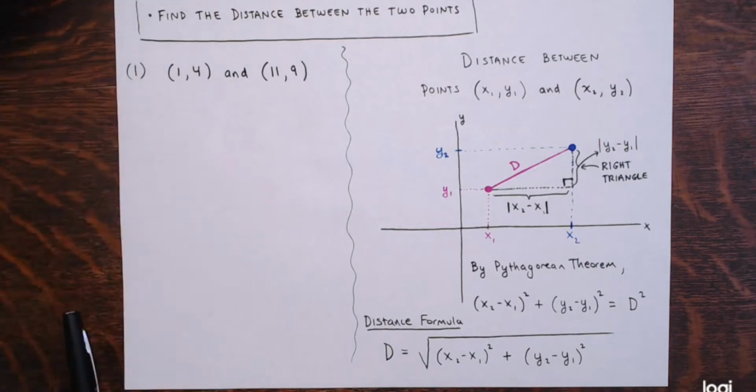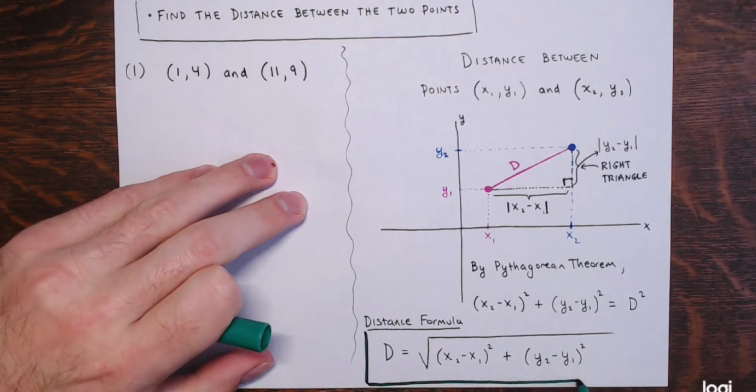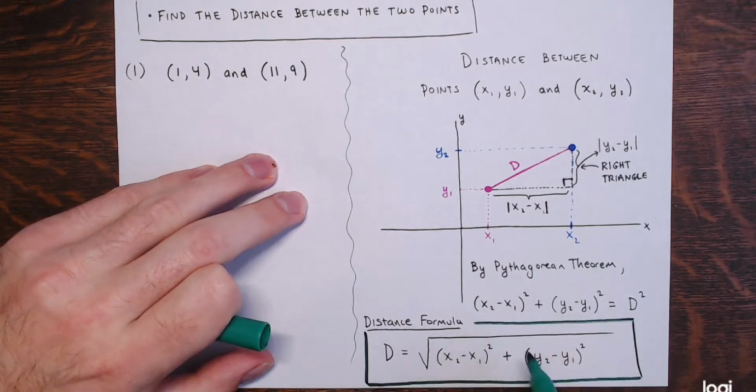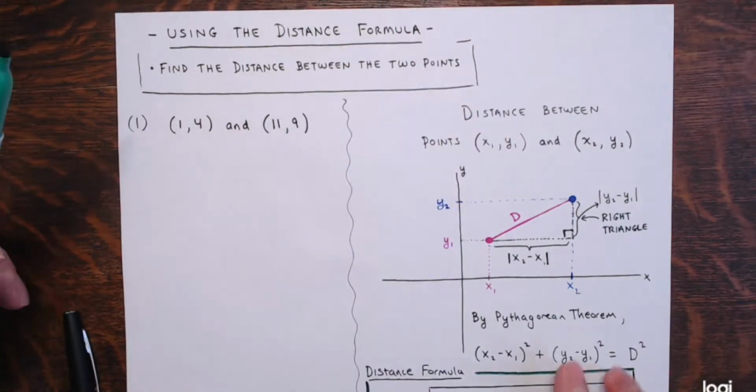Now I'll put this in a nice colorful box. Well, not really that colorful, it's just dark green. But there you go. This is the distance formula that's in the title of the video.